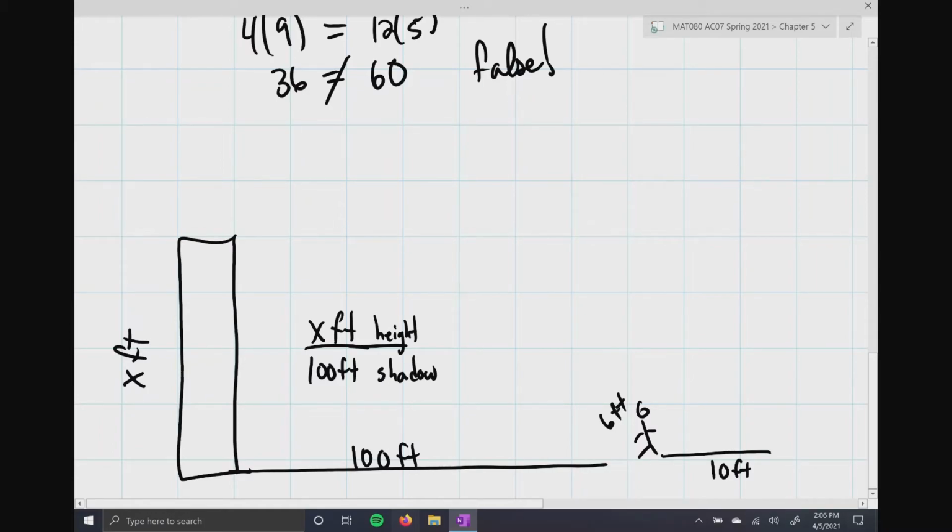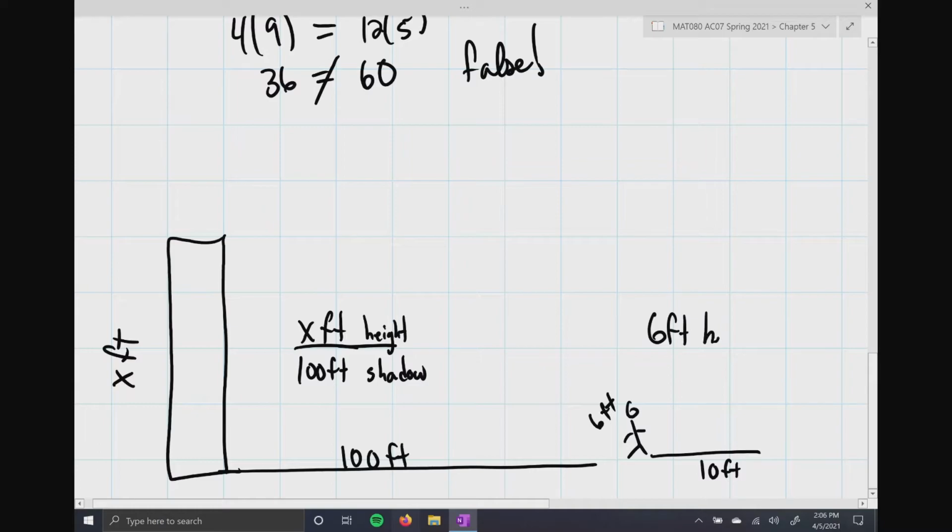Now, earlier I said proportions are true statements. And if we have two ratios that are equal, then that means their units have to be equal as well. So that means the ratio for me is going to be 6 feet height over 10 feet shadow. All right, so what I did is I just created two little ratios. But here's the most important part. My units on each of them are the exact same in the same positions.